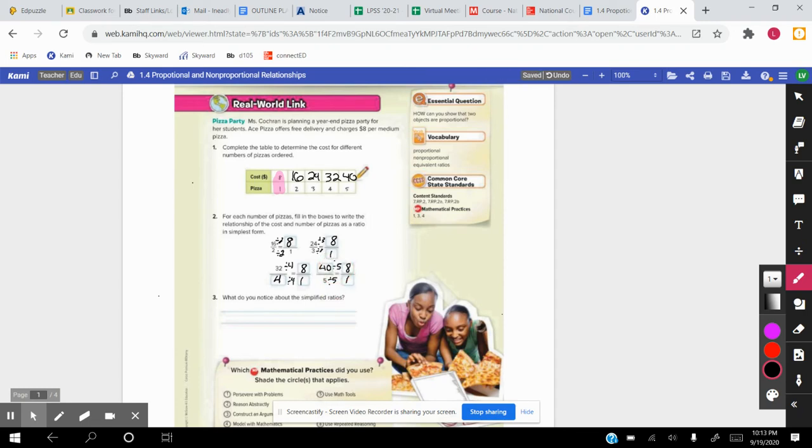Number 3, what do you notice about the simplified ratios? Well, we have 8 over 1, 8 over 1, 8 over 1, and 8 over 1. So the ratio is 8 to 1. So the ratios are equal. Each ratio is equal to 8.